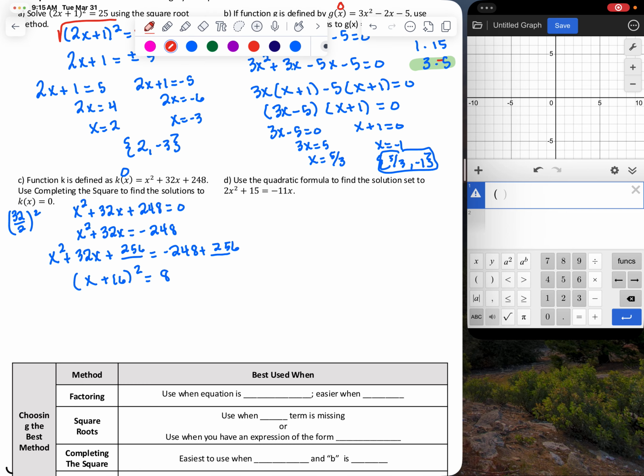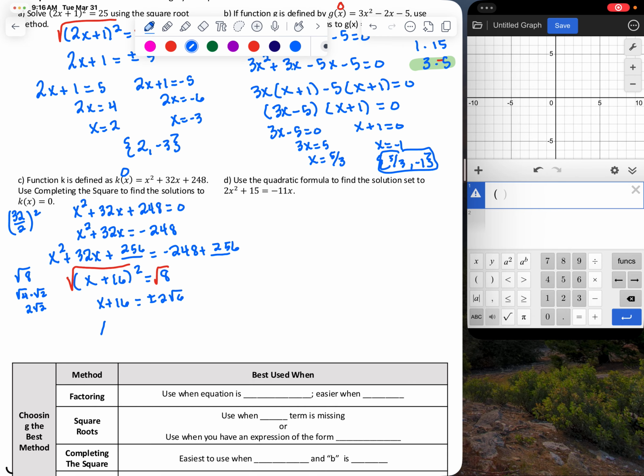Now we can take the square root of both sides. So x plus 16 equals, now we need to simplify square root 8. It would simplify to square root 4 times square root 2. The square root of 4 is 2. So it's going to simplify to plus or minus 2 square root 2.